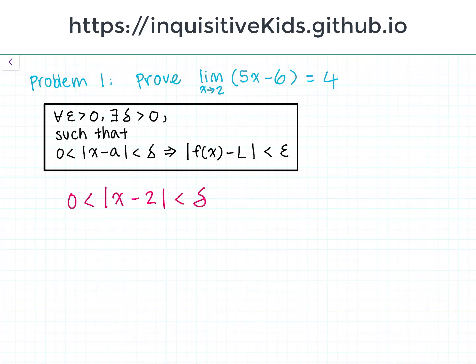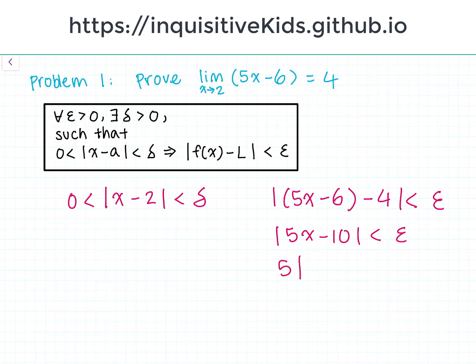And that the absolute value of 5x minus 6 minus L, which in this case is 4, is less than epsilon. Both of these conditions have to be true. But we can continue simplifying this right one into the absolute value of 5x minus 10 is less than epsilon, which we can simplify again and turn into 5 times the absolute value of x minus 2 is less than epsilon.